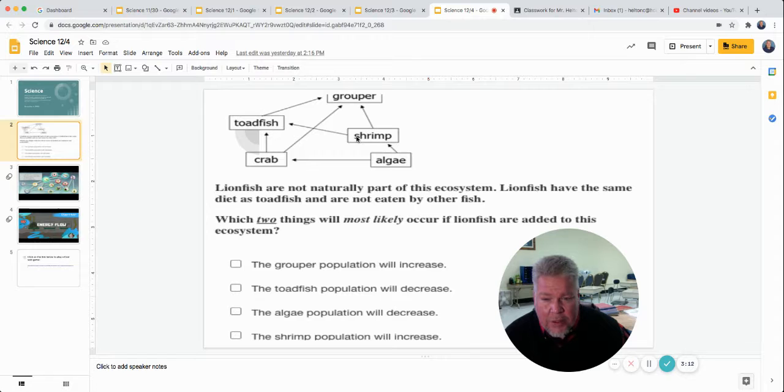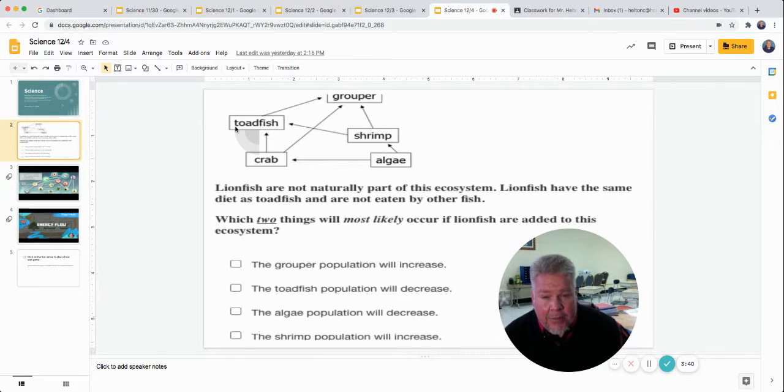And then it says, which two things will most likely occur if lionfish were added to this ecosystem? Okay, well, let's see. The grouper population would increase. Well, remember, lionfish are not eaten by other fish. So even though there's lionfish here, the grouper is not going to eat them. So I don't know that the grouper would increase.